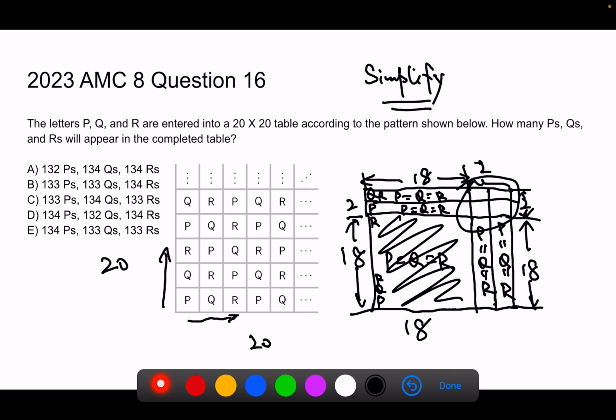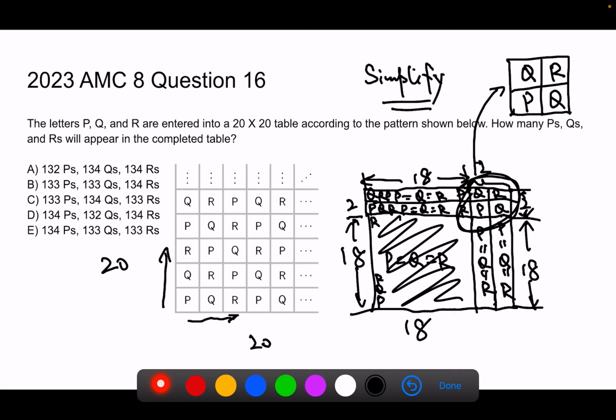So QRP means it repeats for 18 times. It ends with P. Then you have QR. Same thing here. PQR, PQR, PQR, PQR ends with R, and you have PQ. So let's zoom in to the very top right corner. You have 4 cells, and the letters are Q, R, P, Q.